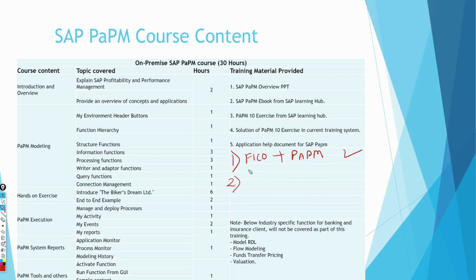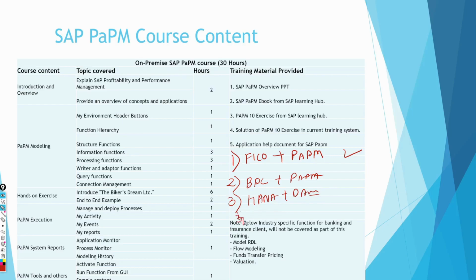Second, if you are a BPC person, you can add PAPM. PAPM has certain planning parts also. So if you have BPC knowledge, then PAPM is also good for you. Third skill set is HANA analytics person plus PAPM. That is also in scope, as a few people have HANA skills plus PAPM.